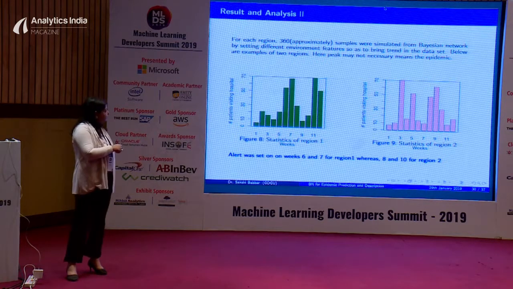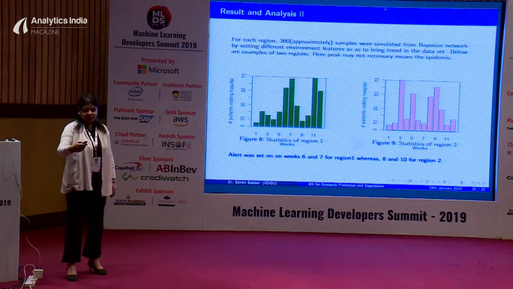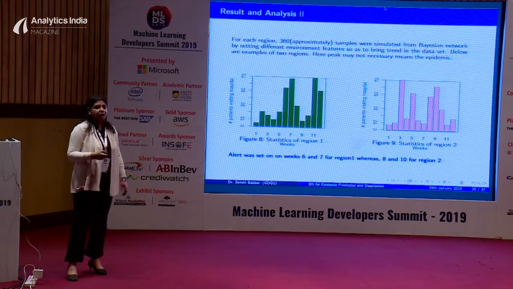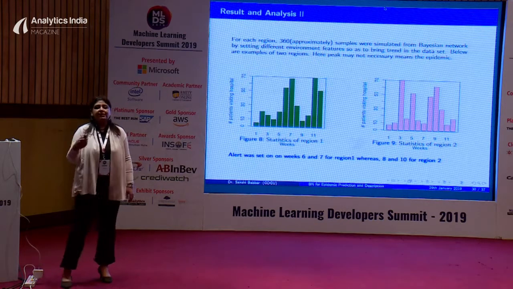But week 6 and 7 is not only the hike. You can see the hike on 11th week as well. So there are a lot of patients visiting the hospital in week 11 for some reason. And there are a lot of patients visiting the hospital on week 4 and week 5, right? So the hike doesn't necessarily mean that there is an epidemic.